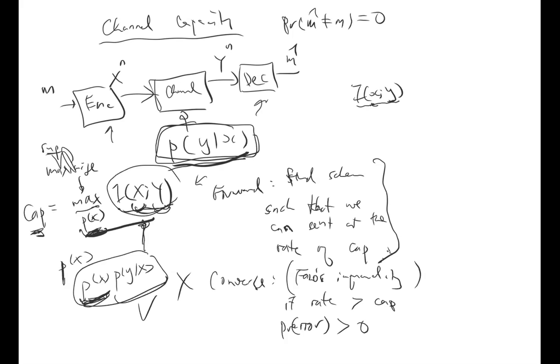Because that will be the maximum amount of information you can send through this channel. Per channel use, of course, if you use the channel more times, you can send more information, right? But on average, per channel use, you can at most send I(X;Y) through this channel. That's very intuitive, actually very reasonable, right? I(X;Y) is the amount of information shared between X and Y, and you cannot send more information than that shared information.